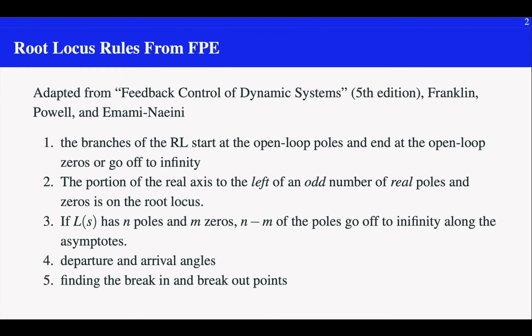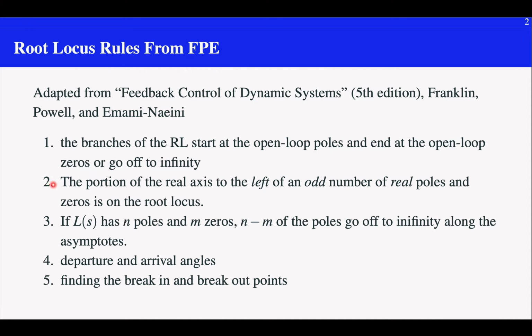Those two things are enough to deduce any rules that you would need. So I use Feedback Control of Dynamic Systems by Franklin, Powell, and Emami-Naeini in my class, any edition really. It's a really solid book. The rules vary just a little bit whether you go with the most recent edition or an older edition. But like I said, rule 1, we start at the open loop poles and end at the open loop zeros or go off to infinity.